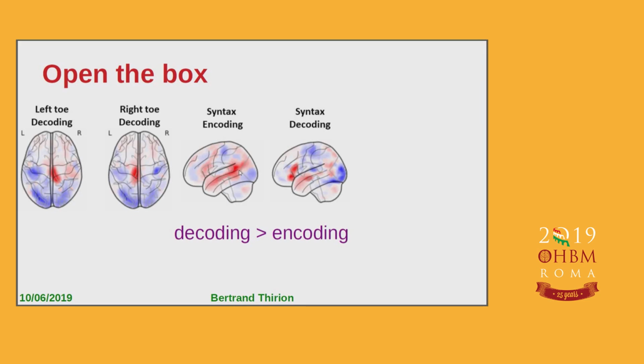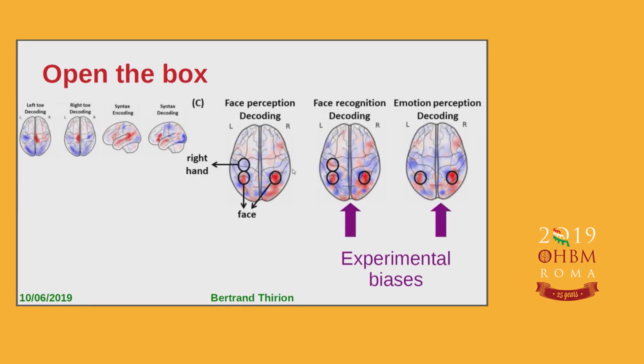And if you take a term like syntax, you see a clear difference. With syntax encoding, you've got some activity all along the STS. If you focus on decoding, then you keep one main spot in the STS and Broca's area.